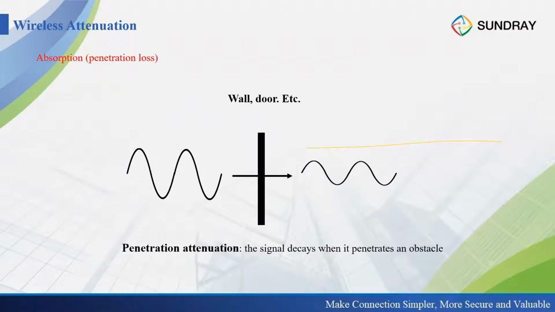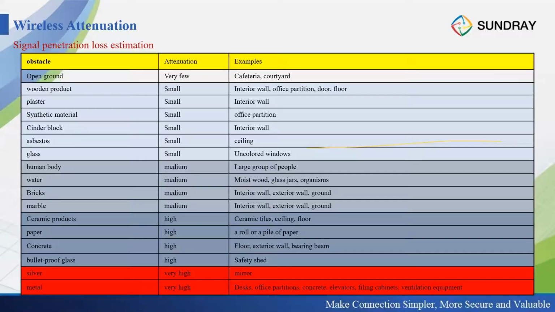So for the penetration loss, the first type of loss is absorption. Absorption is the main reason our signal becomes weak when we do the project, right? When we do the site survey, there may be a wall, maybe glass, or obstacle doors. So we need to consider these things when we do the project.